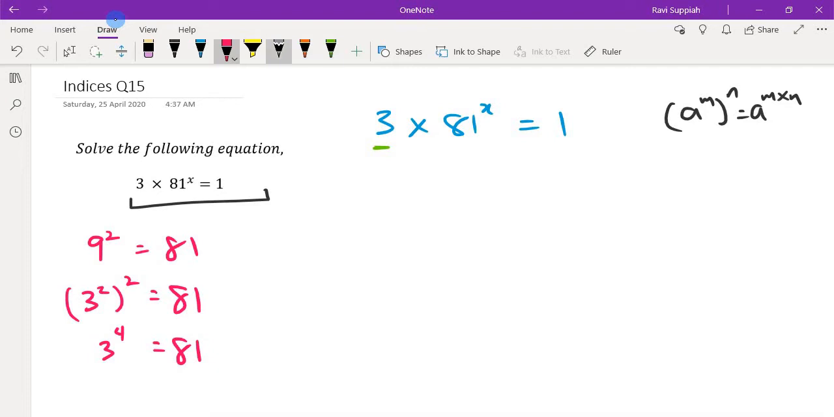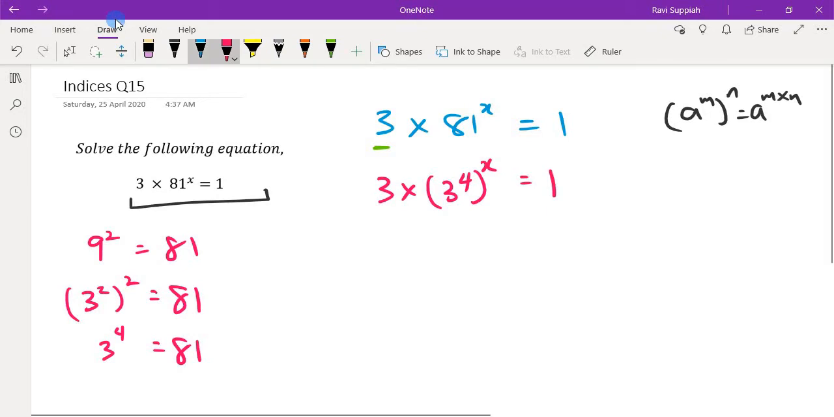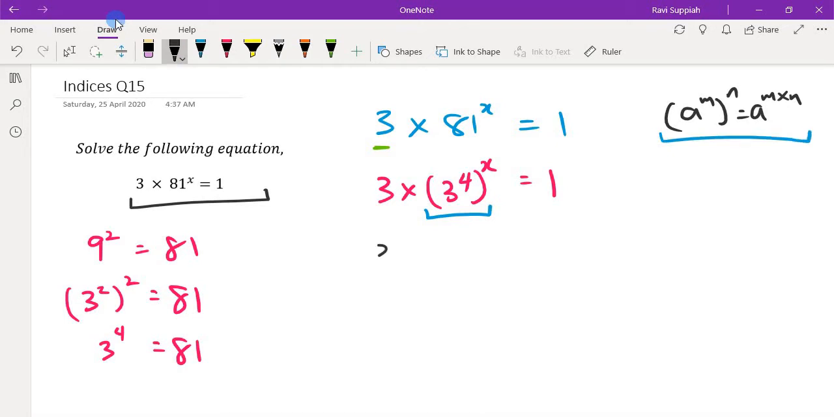All right, now the next step is coming back here. So we have 3 times 3 to the power of 4 to the power x equals to 1. All right, so to solve or simplify this, we come back to this same rule here. So we can say that 3 times 3 to the power of 4x is equals to 1. Okay, 1, how do we represent it with base 3? So the indices rule basically says that a to the power of 0 is equals to 1. So any base raised to the power of 0 will definitely be equals to 1. So I can rewrite 1 as 3 to the power of 0.